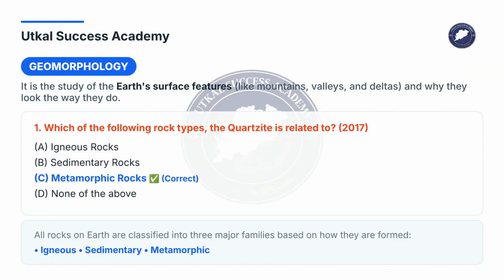Rocks are categorized into three main families: igneous, sedimentary, and metamorphic. Quartzite, a common rock type, is classified as a metamorphic rock.